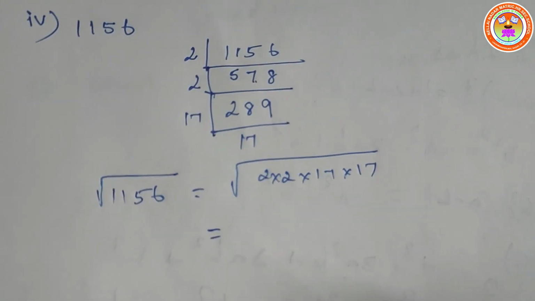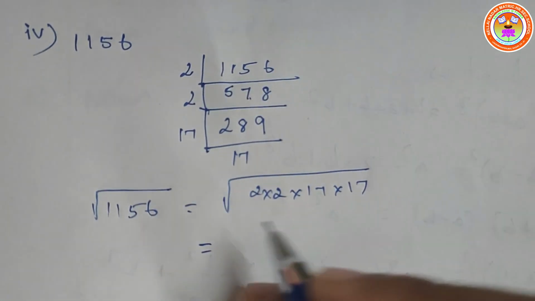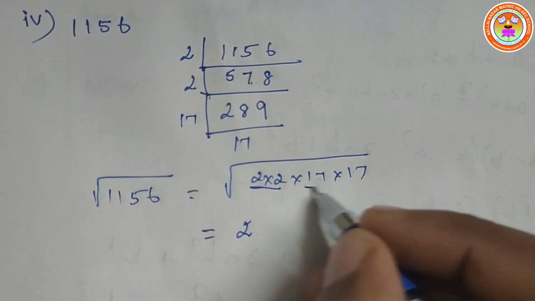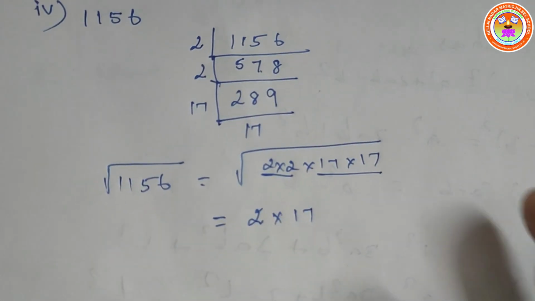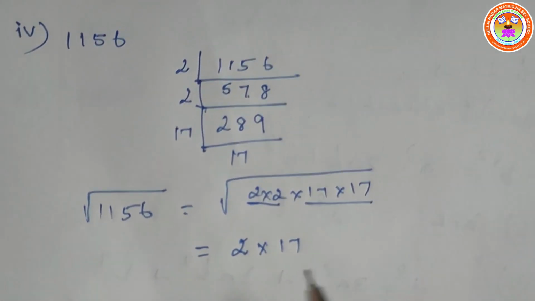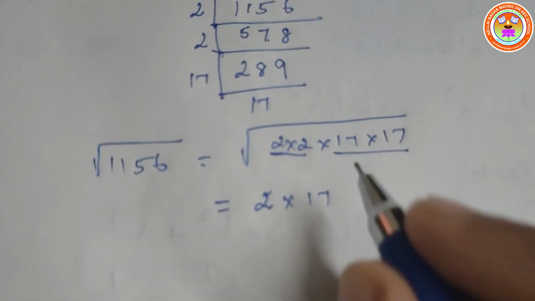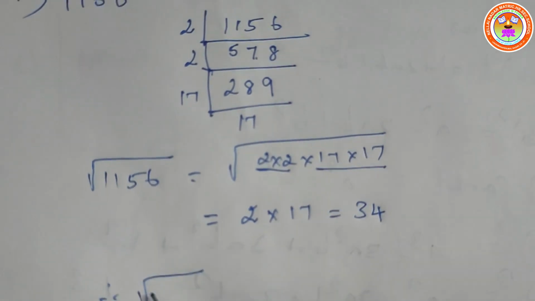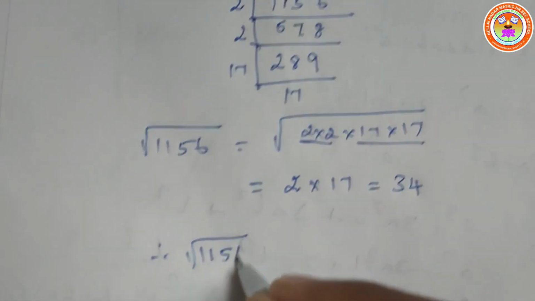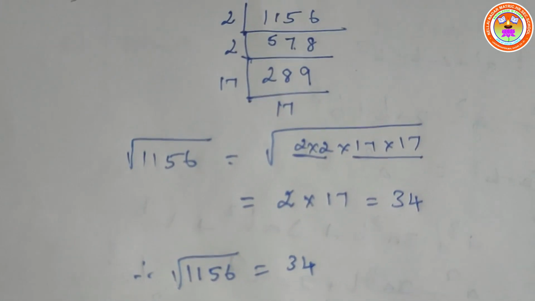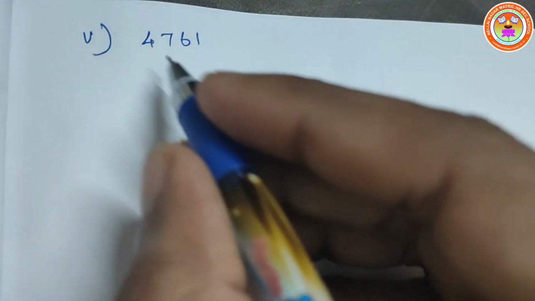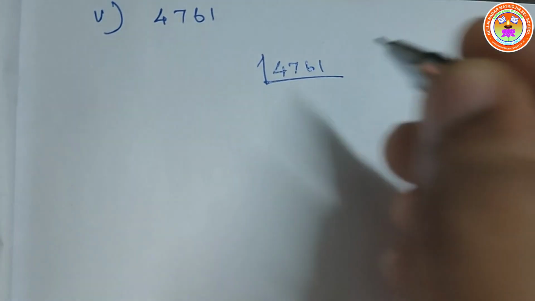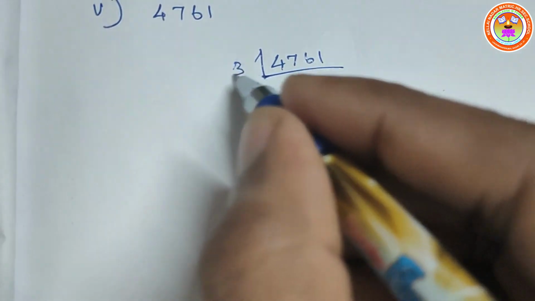As I said before, for one pair of 2 you will take one 2 outside. For that you have to take one 2, and for 17 17 you will take one 17 outside. So if you multiply 2 into 17, 34, which is equal to 34 is the answer. Therefore square root of 1156 equals 34. The next number is 4761. Do it in the 3 tables.